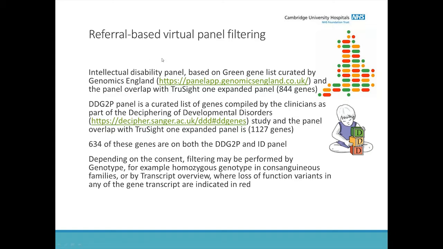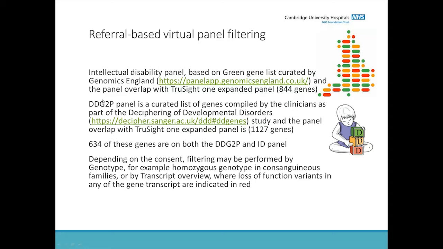And just some quick information about the panels which we use. The intellectual disability panel is based on the green gene list, which is curated by Genomics England, and this is the link to the web page. Obviously, because we're using the TruSight One expanded panel, we don't sequence all the genes which are on the green gene list, and the overlap between the green gene list and our clinical exome panel is 444 genes.